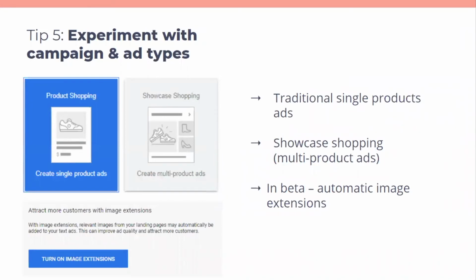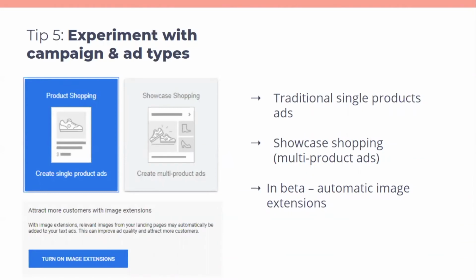Another great thing to do within your shopping campaigns once you've started is to experiment with different campaign and ad types. Traditionally, everything showed a single product ad. That's what's highlighted here in this screenshot. It will show just one product and all of the details there. I suggest also experimenting with showcase shopping ads that would show a multi-product ad.